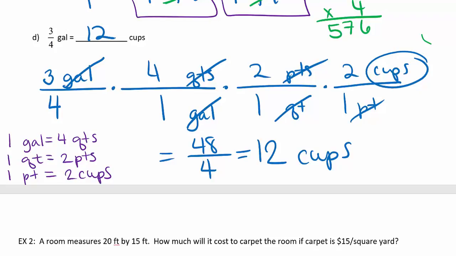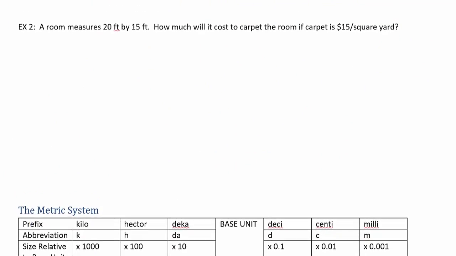So sometimes you might have to multiply by more than one conversion factor. The idea is just keep track of those units. Make sure that the things you don't want are canceling out, and you're left with those units that you do want. Finally, before we move on to the metric system, let's take a look at one application problem.